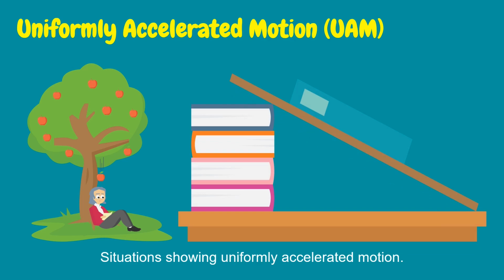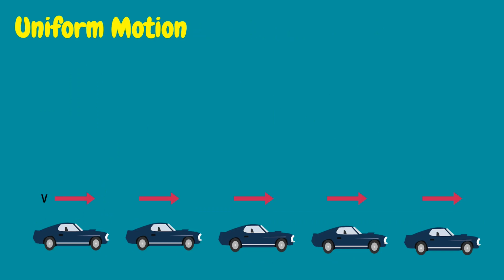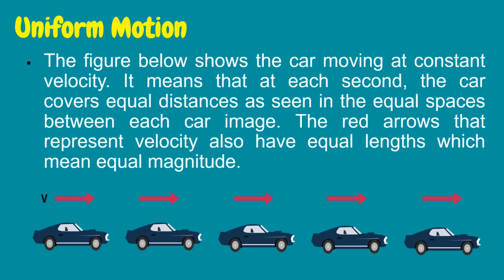Both situations are showing uniformly accelerated motion. By this, let's differentiate uniform motion with uniformly accelerated motion. Uniform motion. The figure below shows the car moving at constant velocity. It means that at each second, the car covers equal distances as seen in the equal spaces between each car image. The red arrows that represent velocity also have equal lengths, which mean equal magnitude.